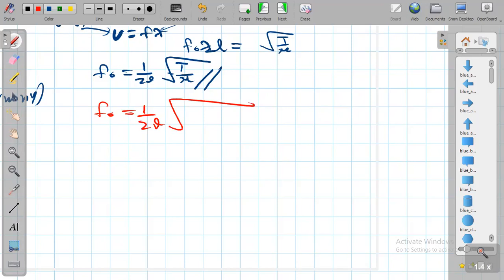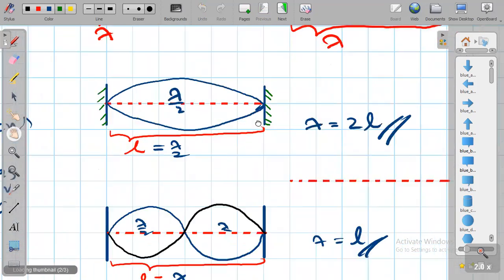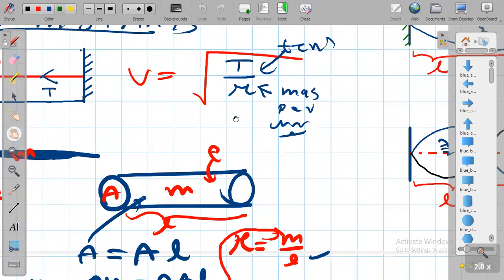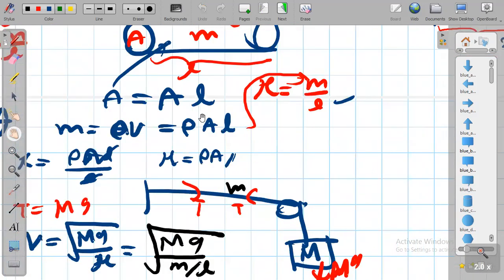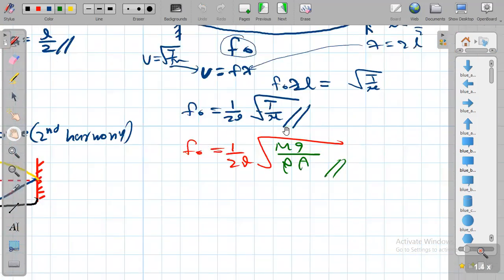This is just for solving: f0 equals 1 over 2L times the square root of mg over rho A. Now you might be confused about what I wrote here. The mass per unit length is nothing other than rho times A. Additional result, additional stuff.